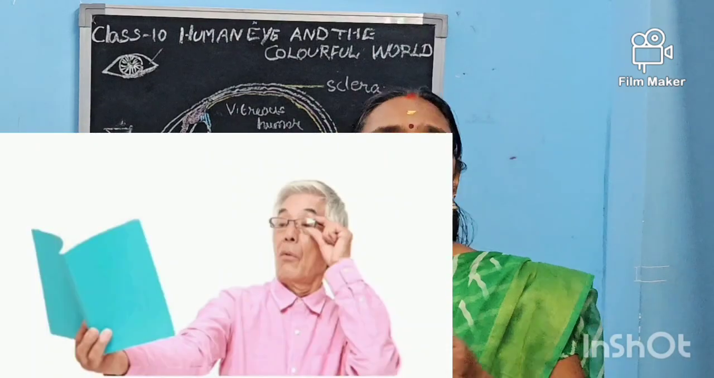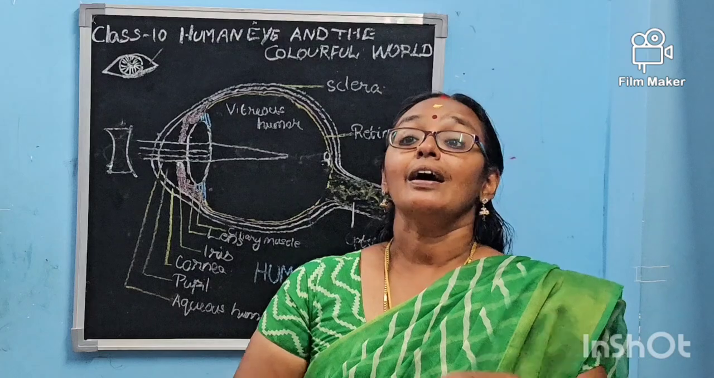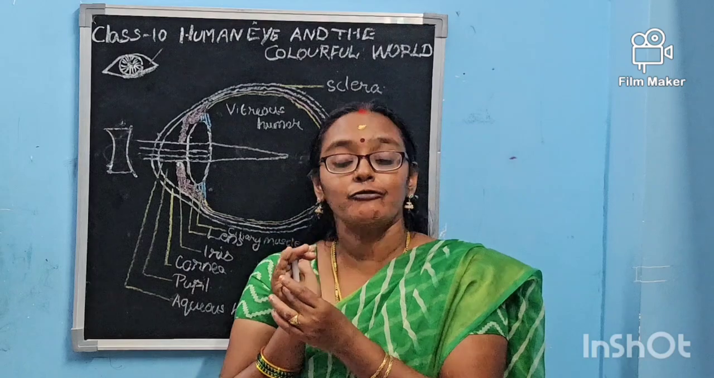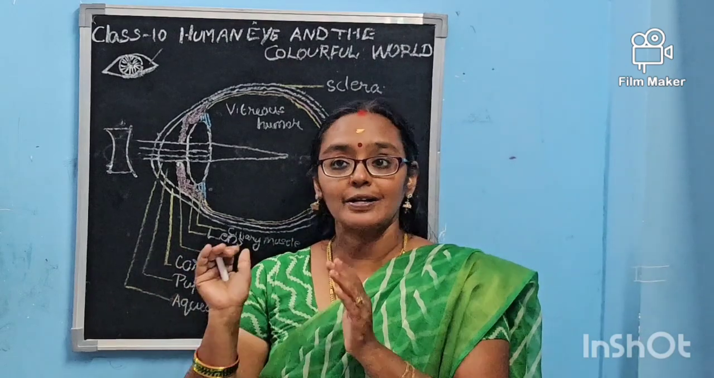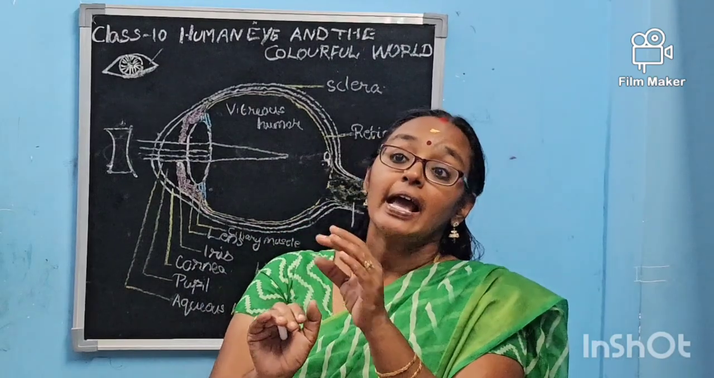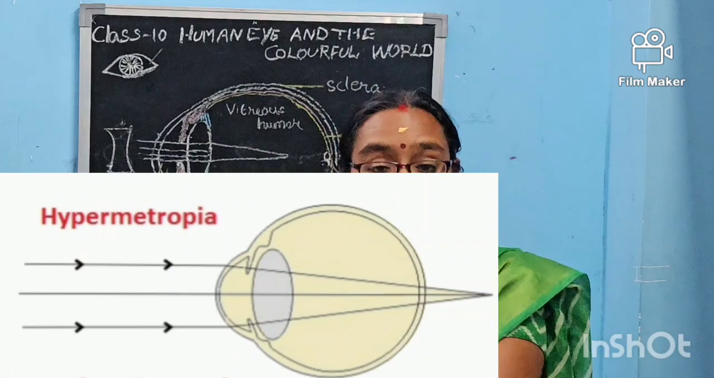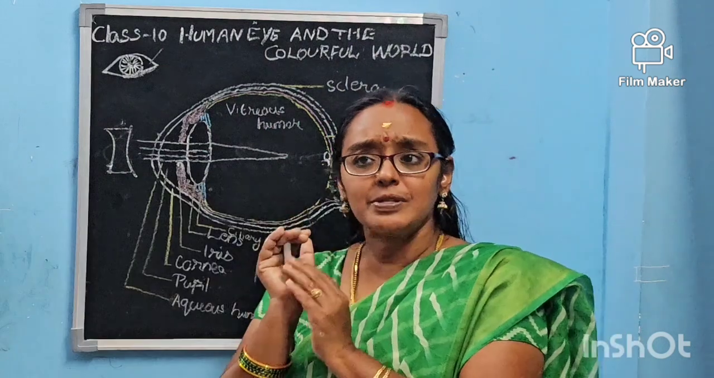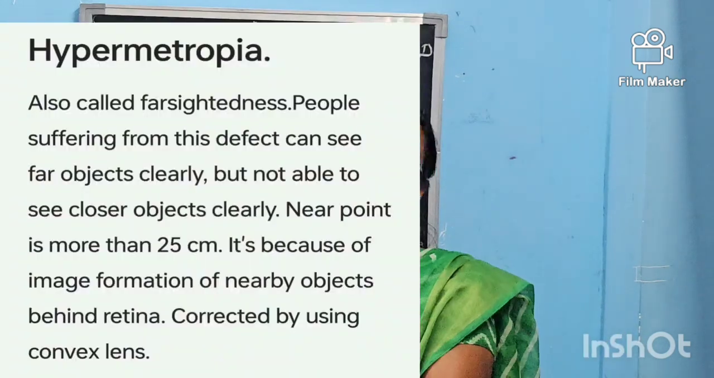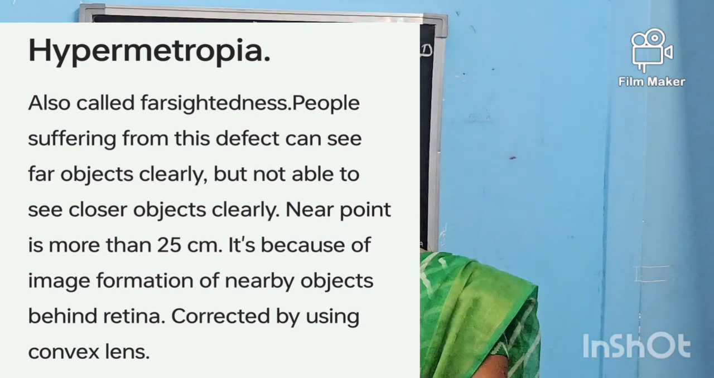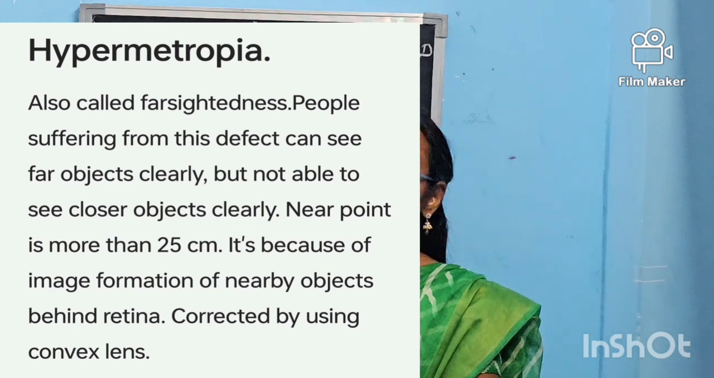Then how is it caused? Actually, the image has to fall on the retina for getting clear vision. But for the person who is having hypermetropia, the images will be formed just outside the retina, away from the retina. So the objects which are far away will be clear for him, while the objects which are near to him will be blurry for him.